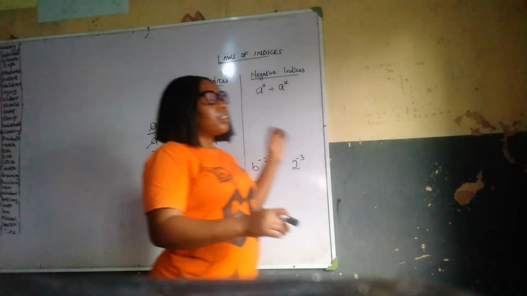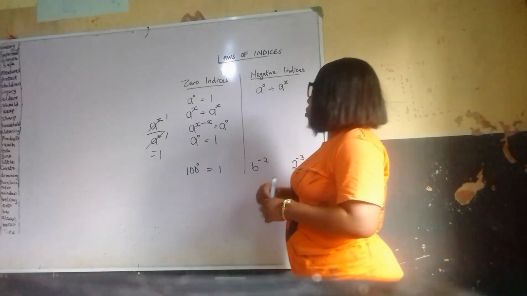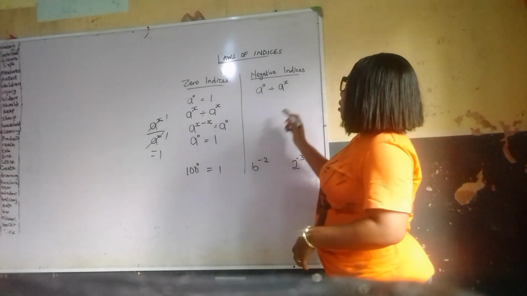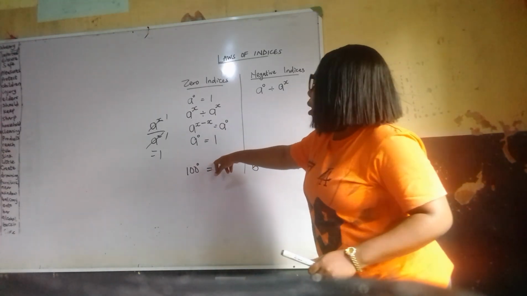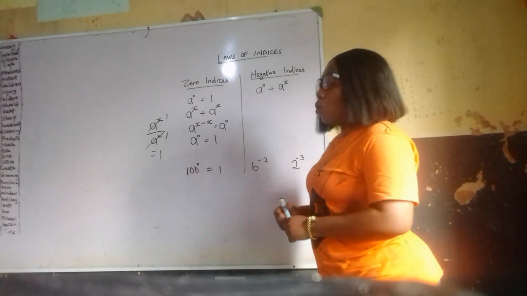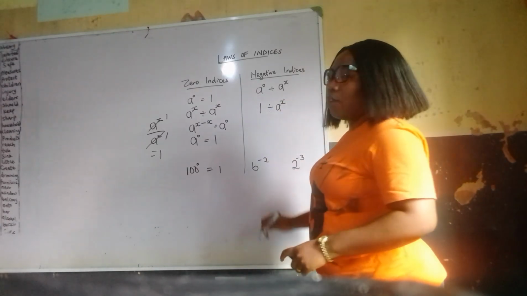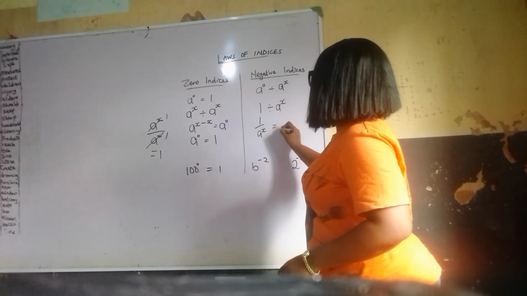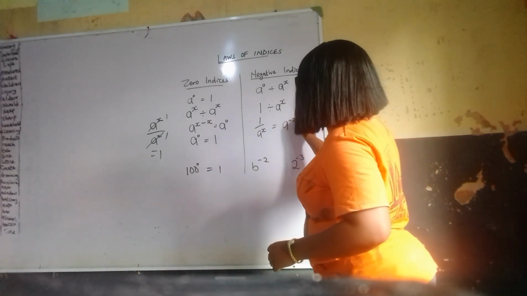Now we have the negative indices. Remember, we just finished talking about this: a raised to power 0 is what? 1. Imagine there's a number like this, a raised to power 0 divided by a raised to power x. From our previous knowledge, we know that a raised to power 0 is 1. So we replace it with 1 divided by a raised to power x. We can rewrite it as 1 over a raised to power x. Now, if we are to write this in indices, it means what? A raised to power minus x.